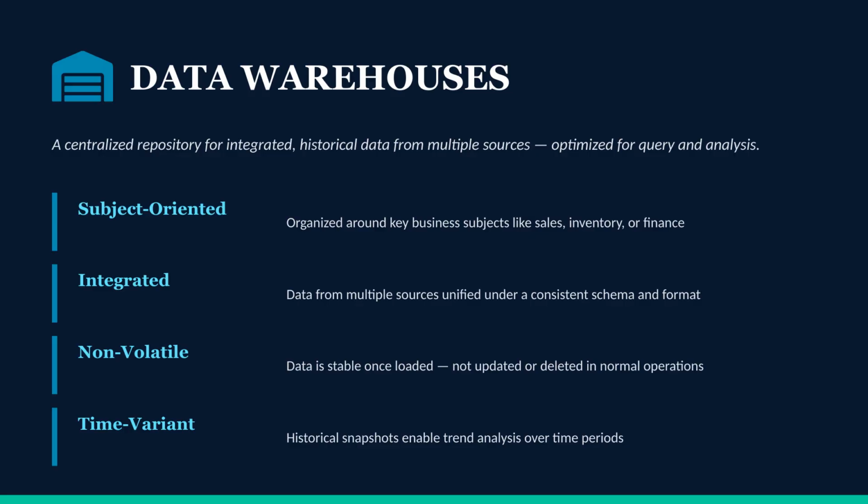A data warehouse is a centralized repository for integrated historical data from multiple sources, optimized for queries and analysis. 4 characteristics. Subject-oriented, organized around business subjects like sales or finance. Integrated. Data from multiple sources unified under one schema. Non-volatile. Once loaded, data doesn't change. And time variant. Historical snapshots let you analyze trends over time.